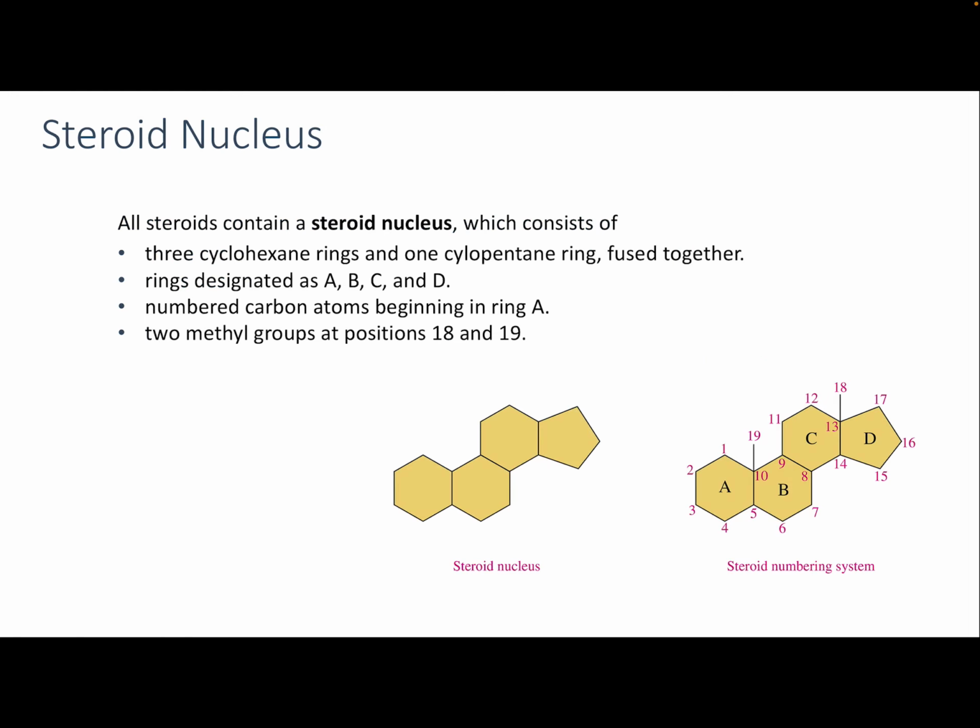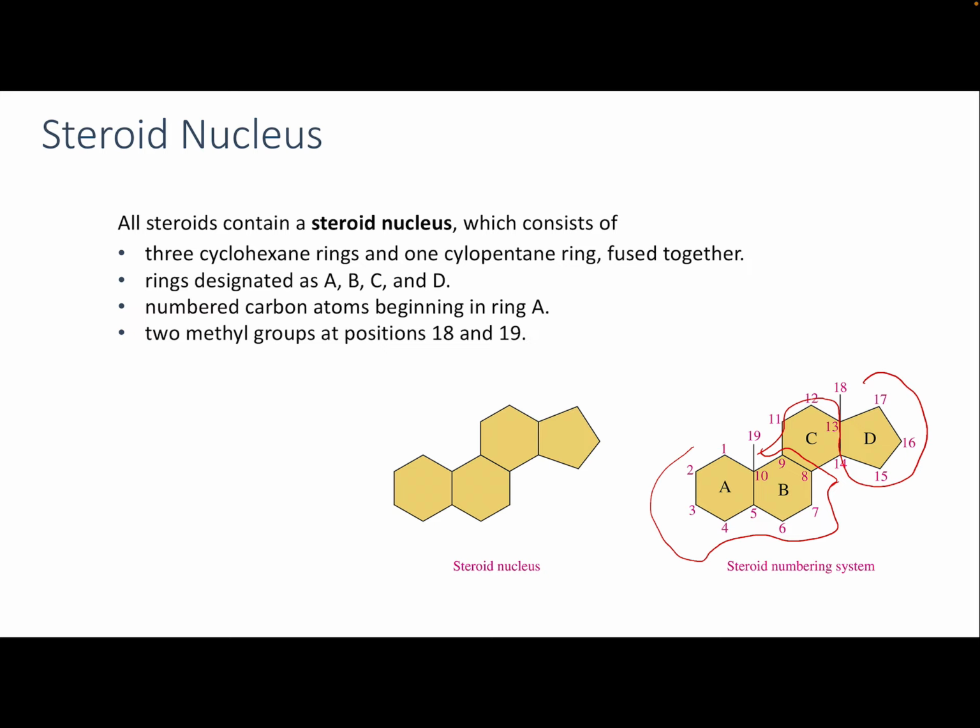So all of the steroids contain this nucleus. You can see it's some cyclohexane rings and a cyclopentane ring. Again, pay attention to how they're fused together. We're not going to be numbering or naming substituents, but it is worth paying attention to how this numbering scheme goes.